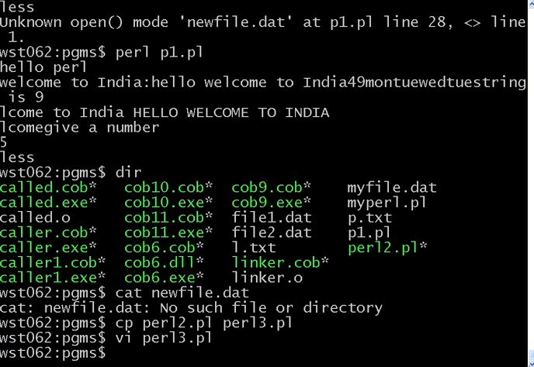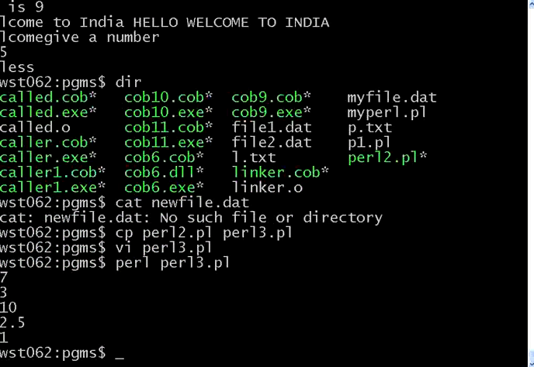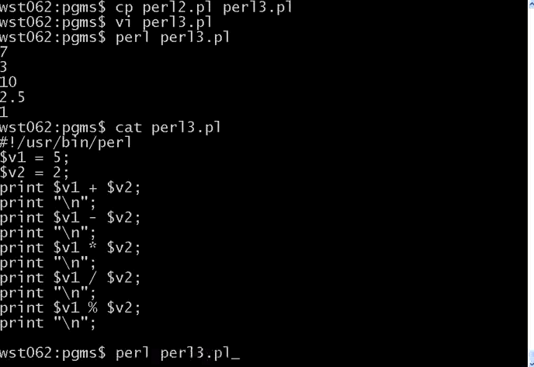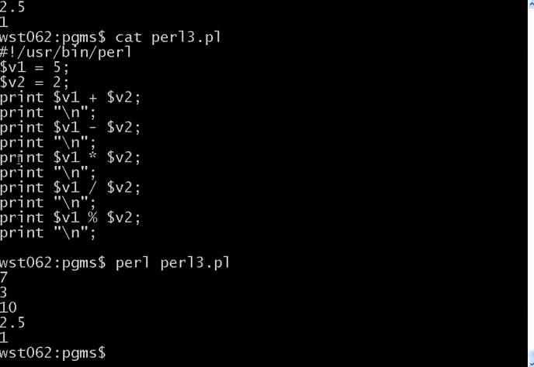Okay, let us execute this. Perl 3.pl. Now if you see, we had again cat this Perl 3.pl. Okay, then if I execute, it will be easy for you to understand.